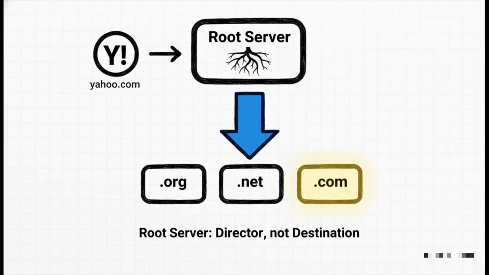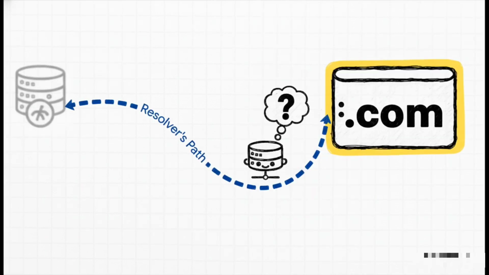Now here's the key thing to get. The root server doesn't actually know the IP address for yahoo.com itself. It doesn't have to. Its job is just to be the master index. It just looks at the end of the address, that .com part, and tells the resolver exactly where to go next.